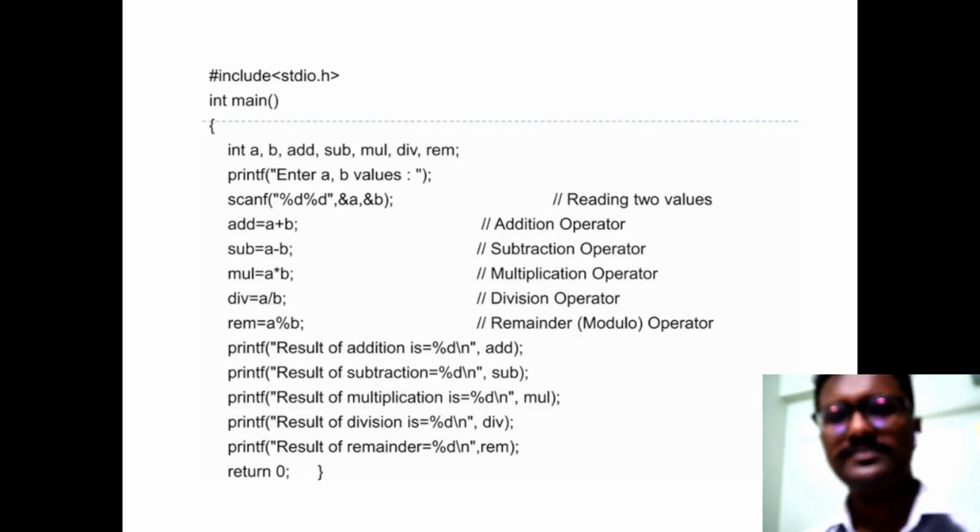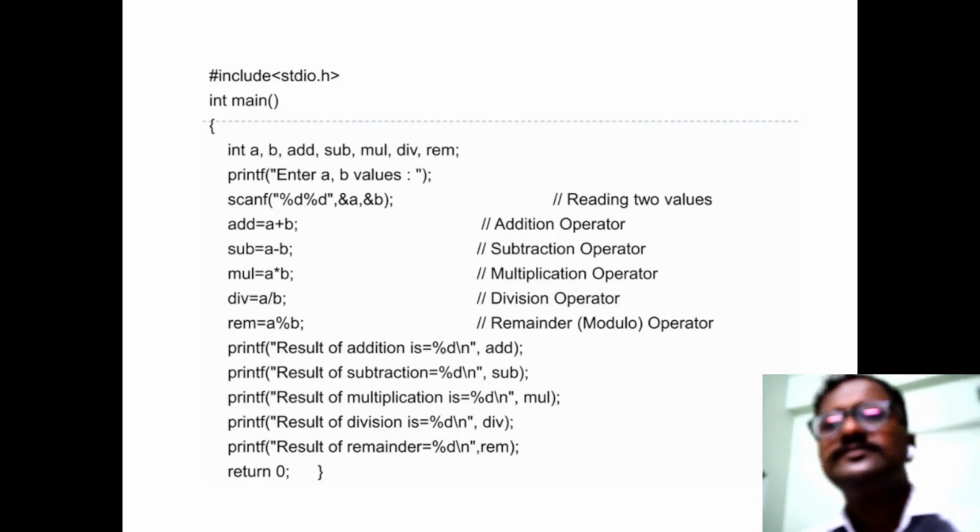What are the output results here? Print result of addition \n d add. It displays the result of the addition values. If it is sub, it displays the result of subtraction. And then next, it displays the output of multiplication, division and modulus and so on.